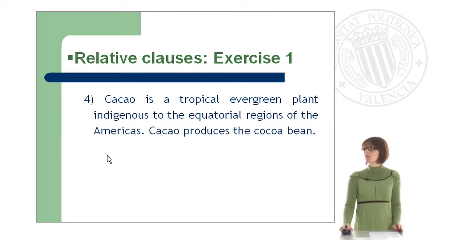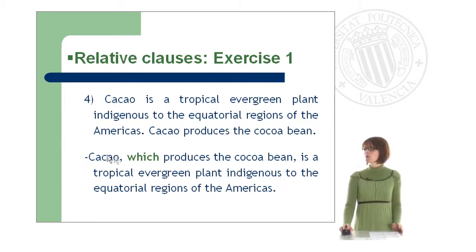Cacao is a tropical evergreen plant indigenous to the equatorial regions of the Americas. Cacao produces the cocoa bean. And the answer would be: cacao, which produces the cocoa bean, is a tropical evergreen plant indigenous to the equatorial regions of the Americas. And that is all for today.